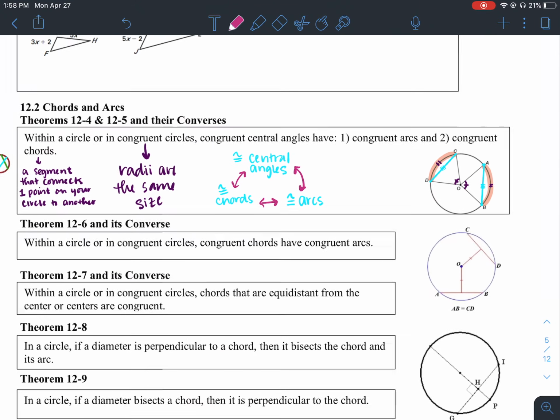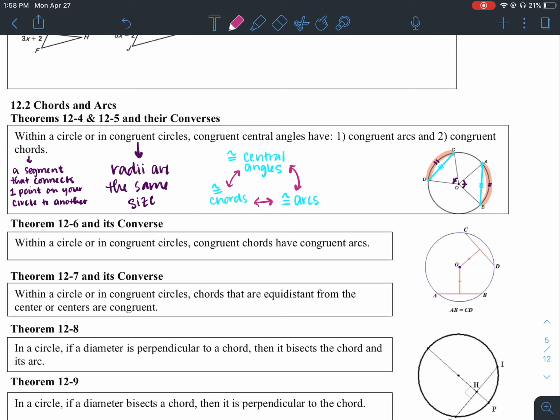So this theorem is really two theorems and their converses. It creates this little cycle. You have congruent central angles, great, you have congruent chords. You have congruent chords, great, you have congruent arcs. You have congruent arcs, great, you have congruent central angles. And I can go in any direction. I can start anywhere and go in either direction I want from there.